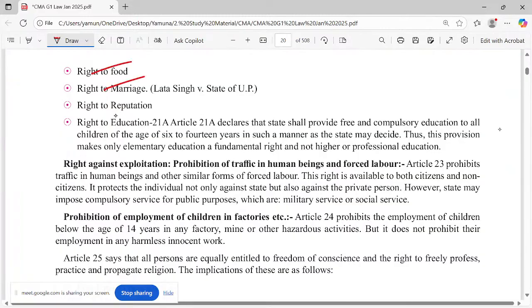Right to food, right to marriage, right to reputation, right to education. Everything is there. Right against exploitation. Yes, it's prohibited to traffic in human beings and forced labor. See, just imagine there is one person X. This person X is direly in need of living, food, clothing, and shelter.